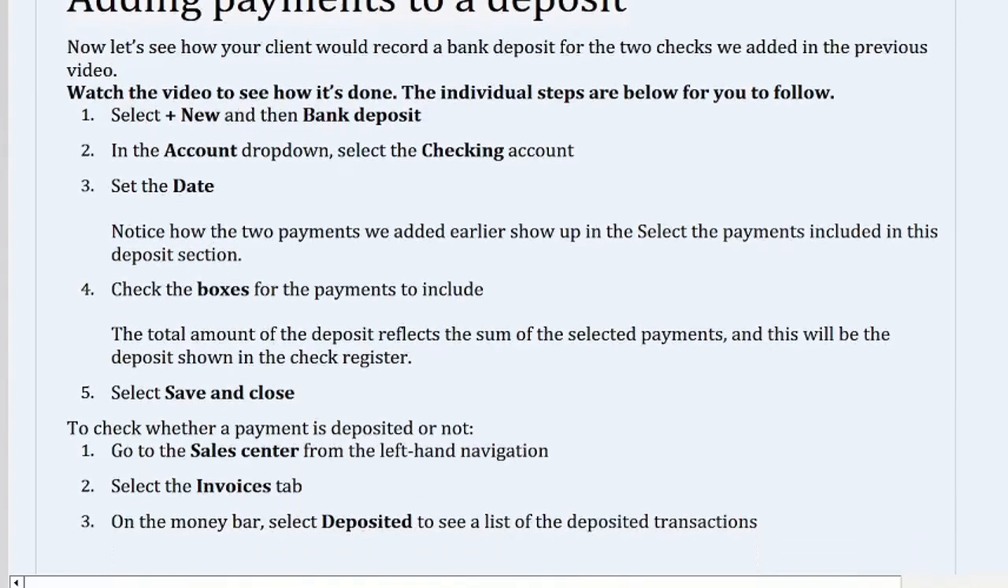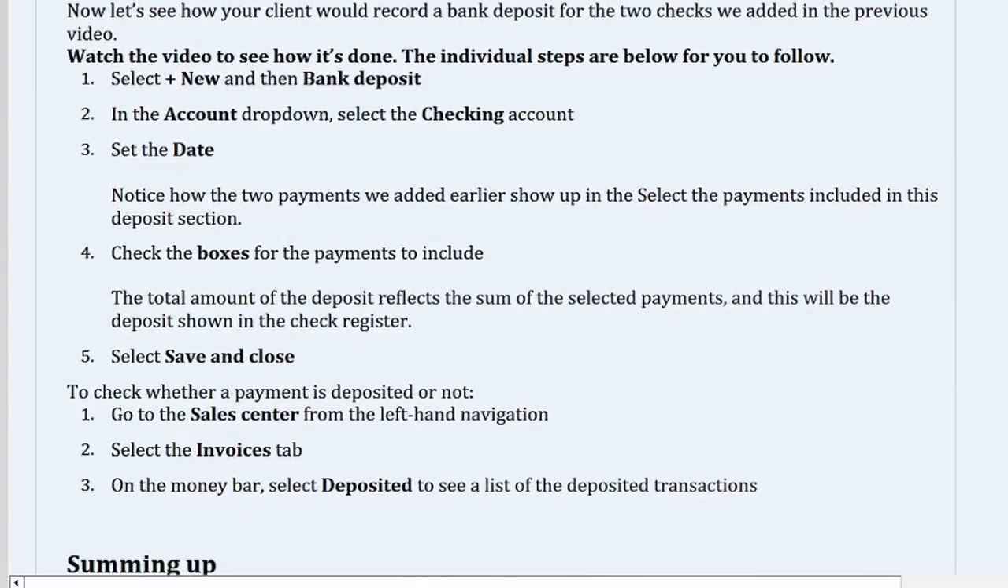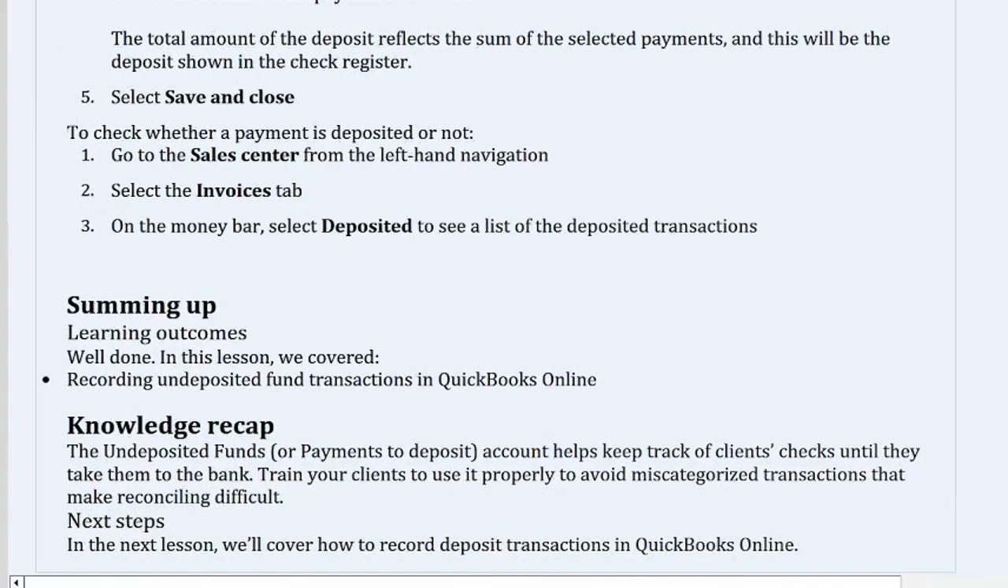Select Save and Close. To check whether a payment is deposited or not, go to the Sales Center from the left-hand navigation. Select the Invoices tab. On the Money bar, select Deposited to see a list of the deposited transactions.